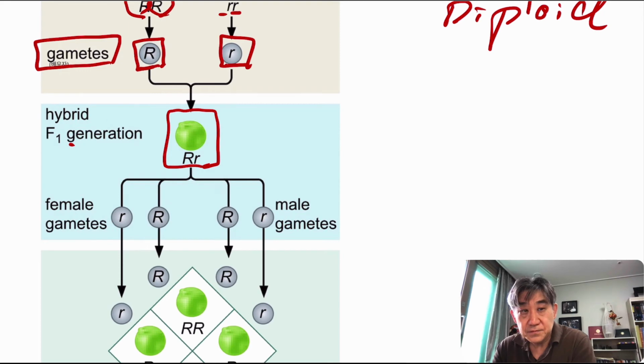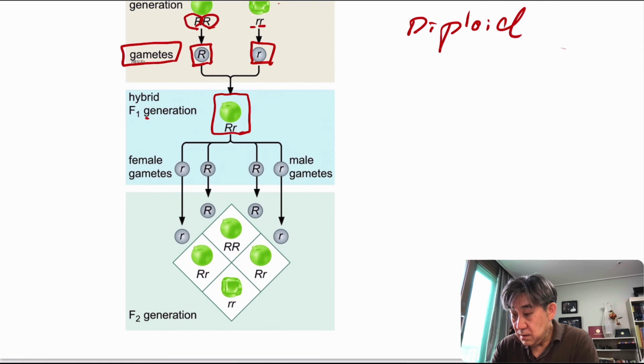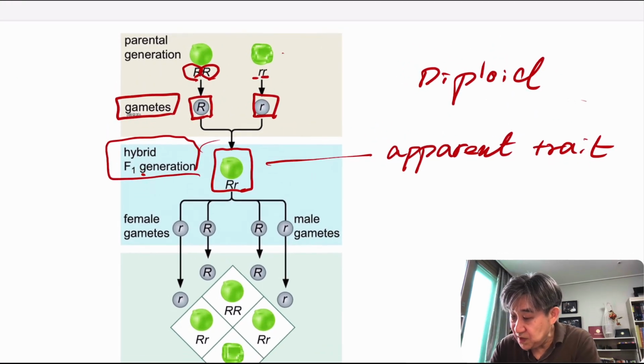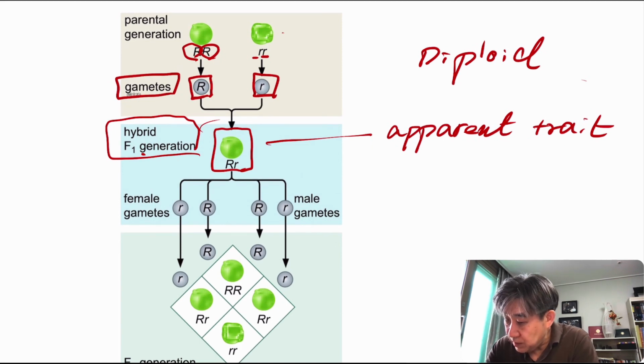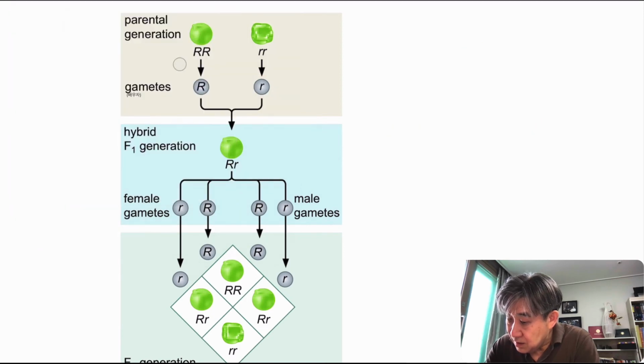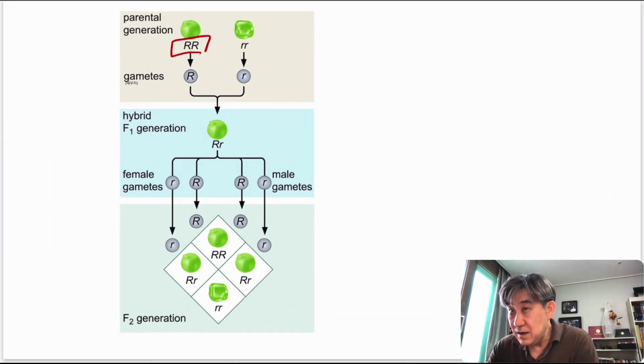What happened is, the apparent trait of this individual will be that of this particular one having this particular state of this gamete. Why?